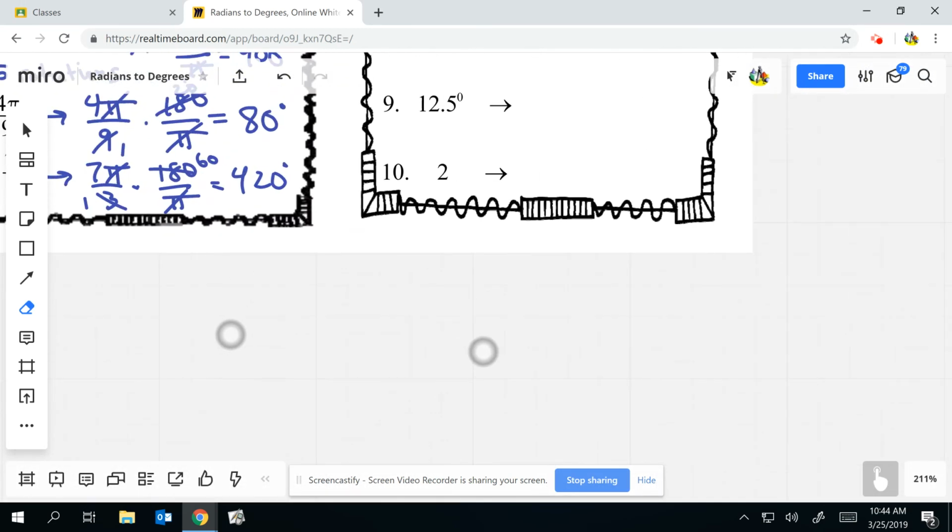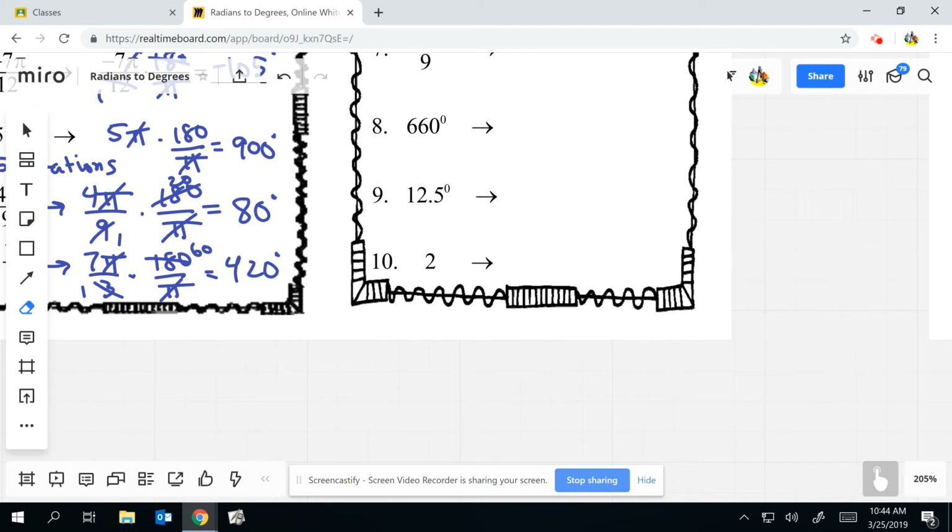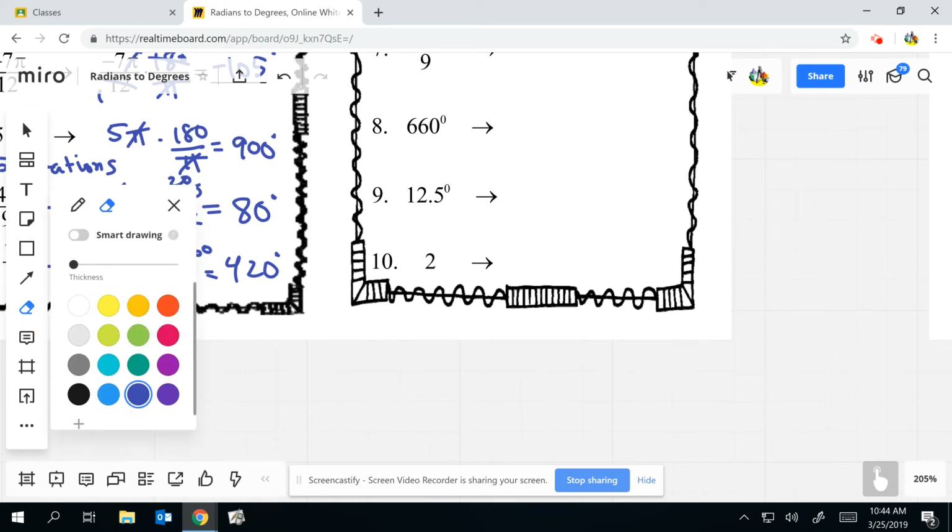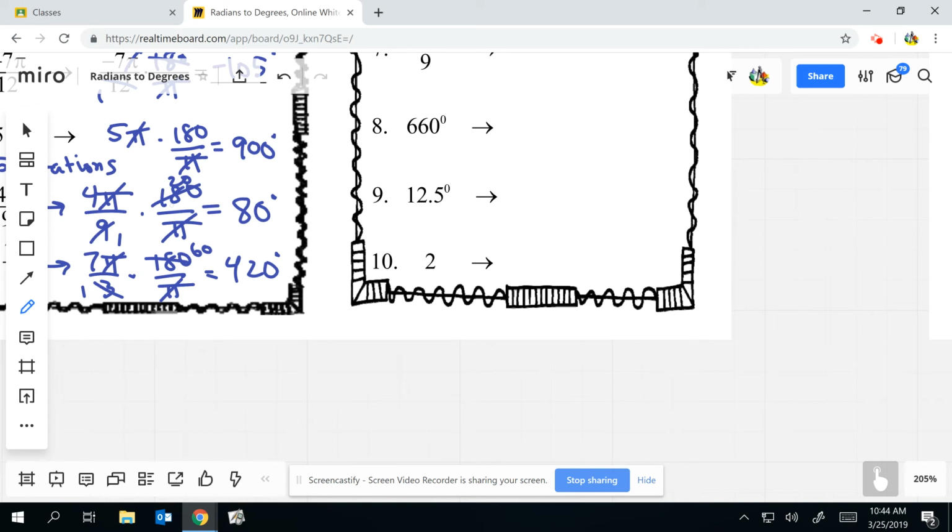Because first off, 9 is a decimal. So if I was to convert that to radians, because it's in degrees right now, if I was to take 12 and a half, 12.5, and if I was to multiply it by, and I'm going to radians, so I've got to put the radians on top and the degrees on the bottom, you would have a decimal inside of your fraction. You'd have 12.5 pi over 180.